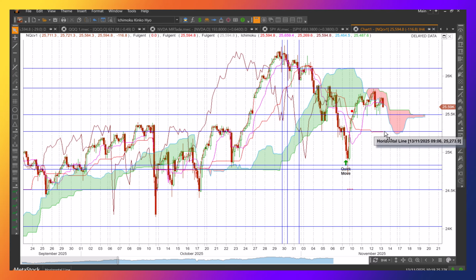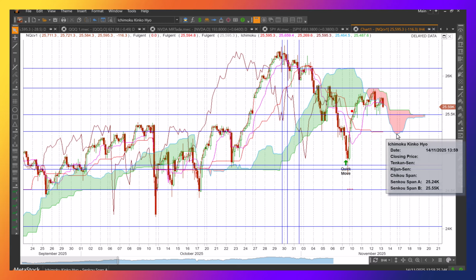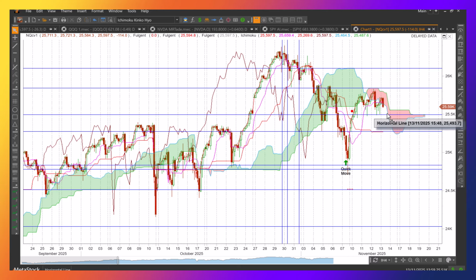But the support zone is that zone there, 25,273. Standard line as well as the bottom end of the front end of the cloud. And then that level is the next one to be tested, 25,493, for a potential breakout past the cloud if we get a nice support rebound from that zone. Let's go and take a look at it on the 60-minute.